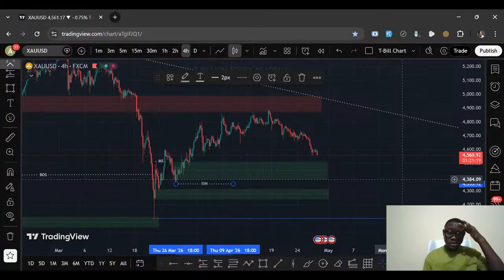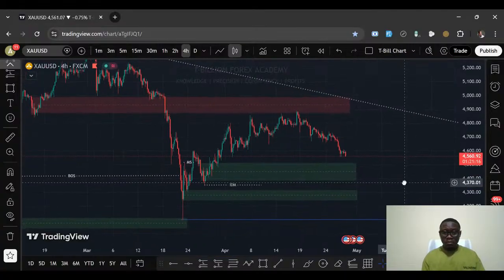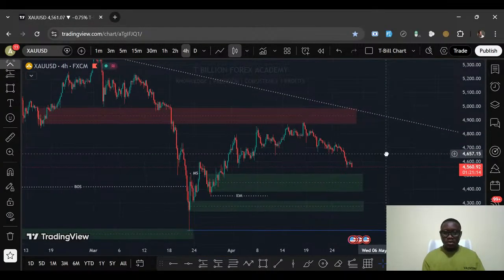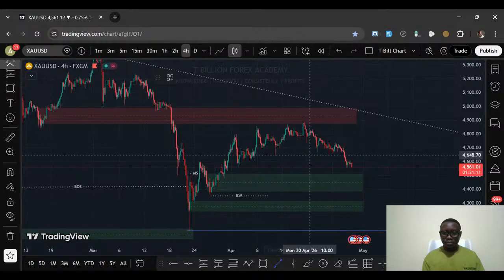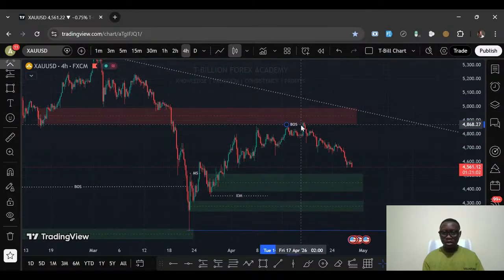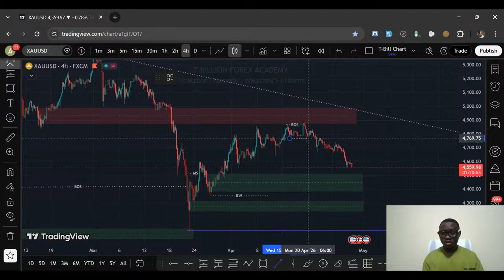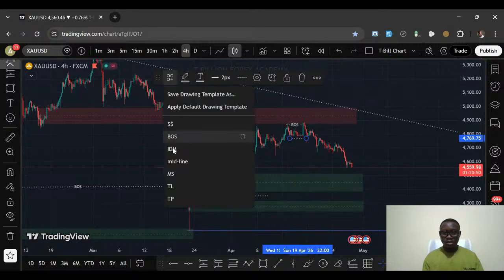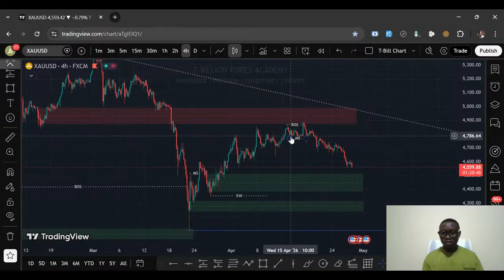And so we have this. Now we've marked this out. So this is our most recent break of structure on the 4H to the upside. Okay. So this is our break of structure. This is our market structure shift rather to the downside, MSS, on the 4H time frame, right?